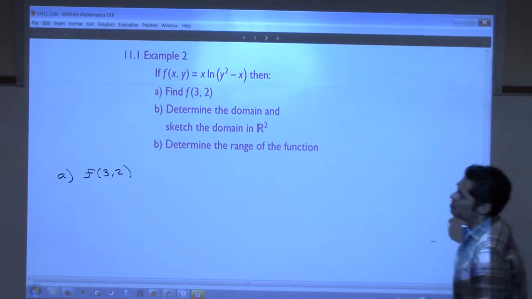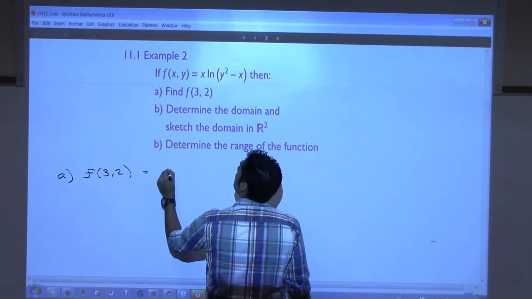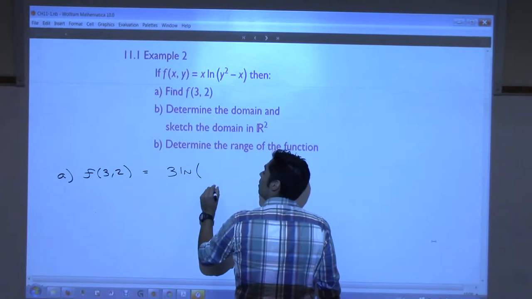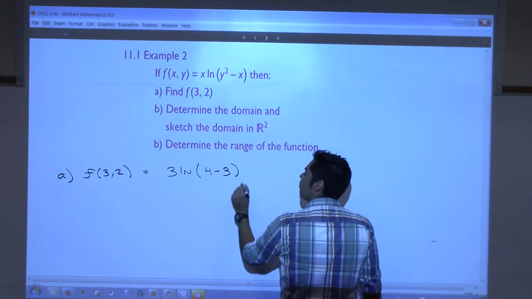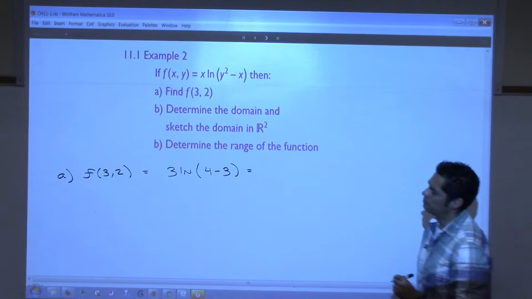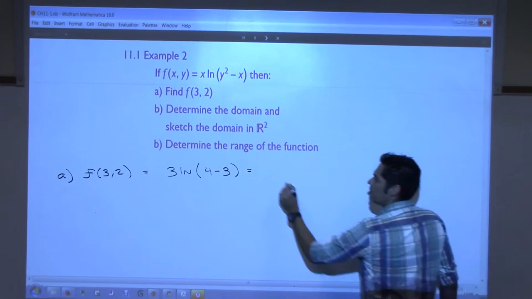So all we do here is just replace x with 3 and y with 2, right? So x is 3, we get 3 natural log, y squared is 4, take away 3, and what does that give you right there? 0, right? Because natural log of 1 is 0, so this gives you 0.